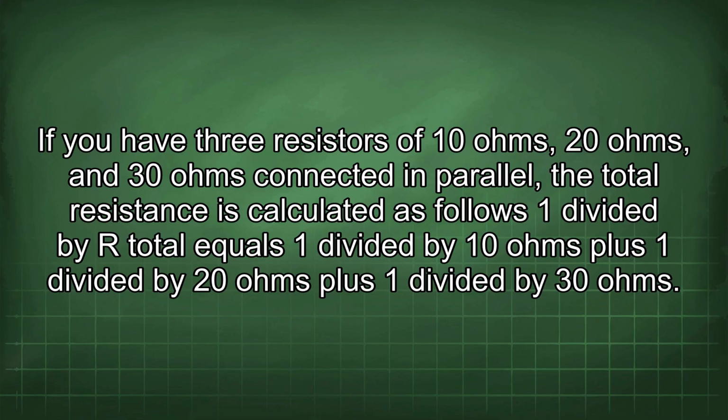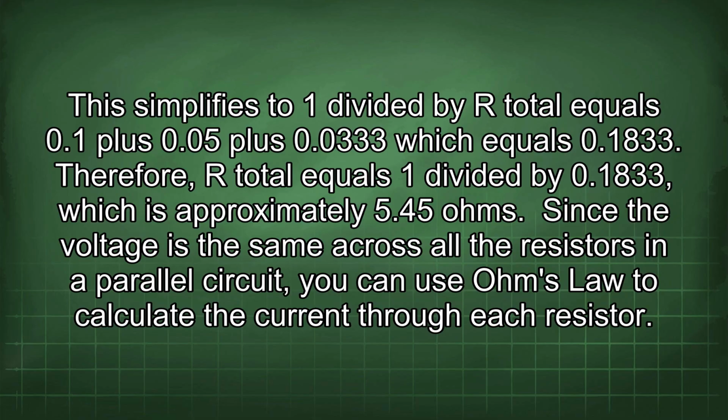If you have 3 resistors of 10 ohms, 20 ohms, and 30 ohms connected in parallel, the total resistance is calculated as follows: 1 divided by R total equals 1 divided by 10 ohms plus 1 divided by 20 ohms plus 1 divided by 30 ohms. This simplifies to 1 divided by R total equals 0.1 plus 0.5 plus 0.333, which equals 0.1833. Therefore, R total equals 1 divided by 0.1833, which is approximately 5.45 ohms.